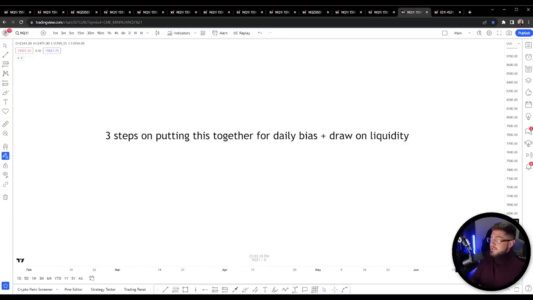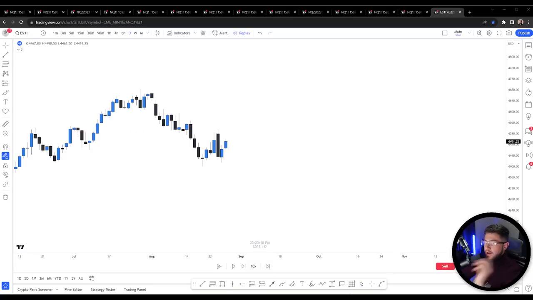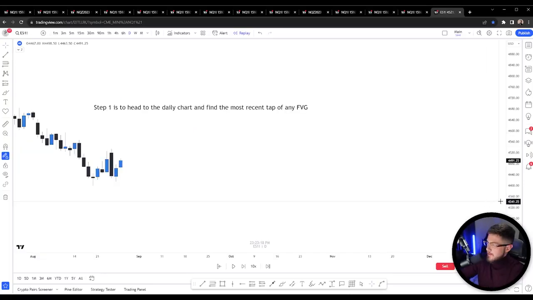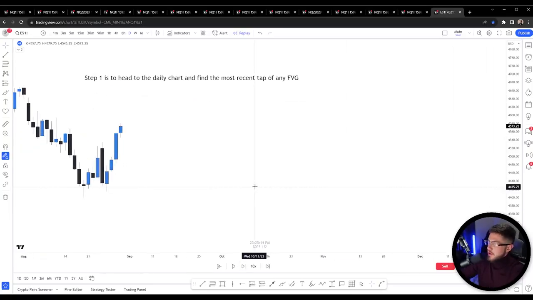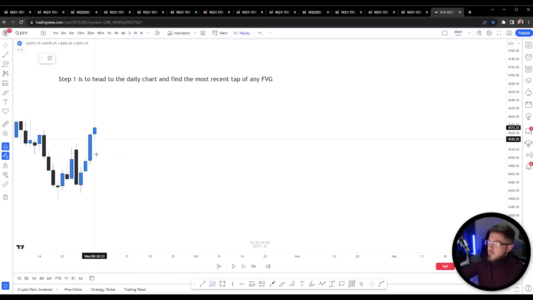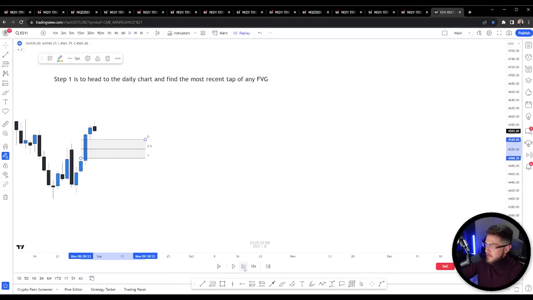Now, let's go ahead and get started on the 3 steps on how to put this together in a mechanical way to establish bias and find your draw on liquidity. Step 1 is you're going to head to the daily chart and wait for a fair value gap to form, and watch for the most recent tap. So we're going to mark out this fair value gap right here.